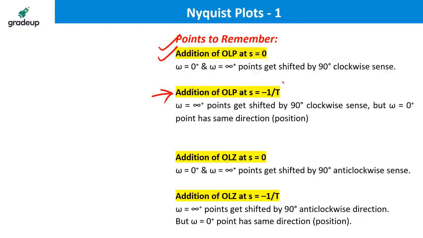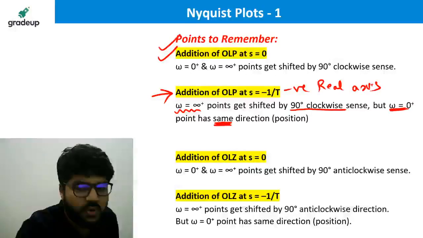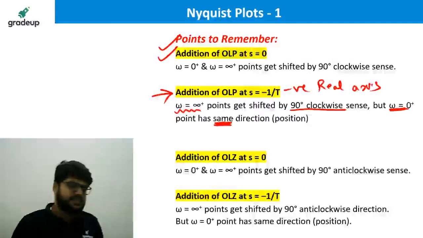Okay, so addition of an open loop pole at s equal to minus 1 by T, adding a pole on the negative real axis, omega equal to infinity plus gets shifted by 90 degrees clockwise, but 0 plus has the same direction, the same position. There is no change of the direction of 0 plus, but only the change of the direction of infinity plus. Is that okay? Is that okay, guys?